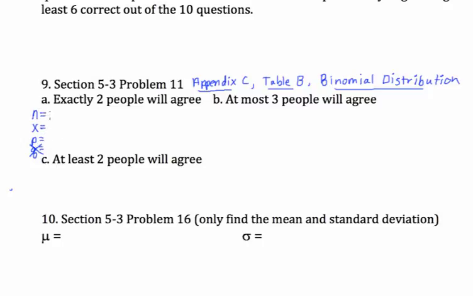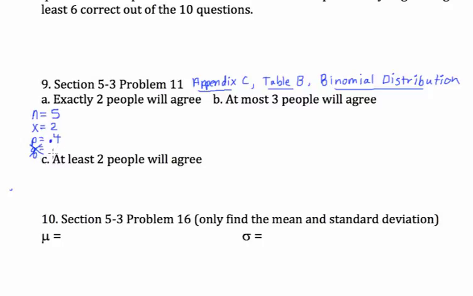So what's our N? Total number of trials. Well, we're going to sample 5 Americans, so we're looking at finding 5 people. And X, the number of successes, exactly 2 people will agree. So X is 2. And P, what's the probability of that? 0.4. It told us 40%, 0.4.